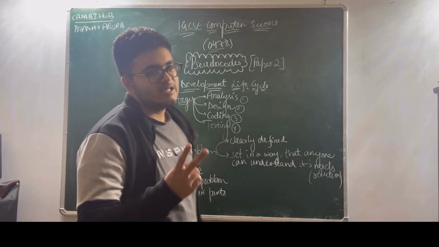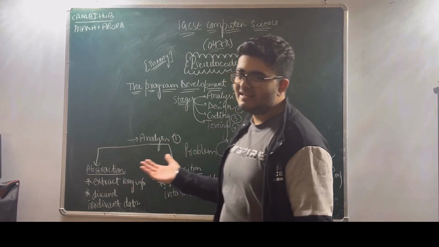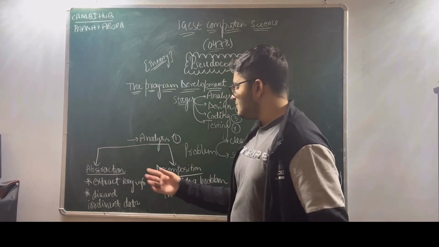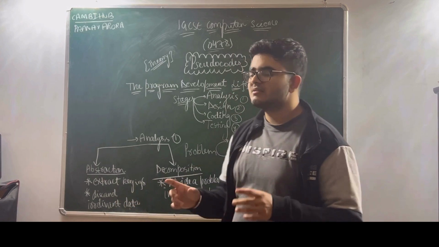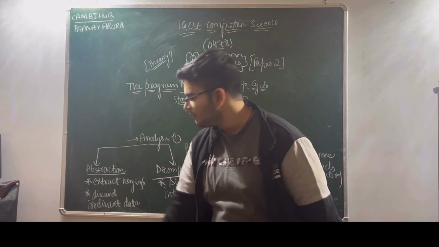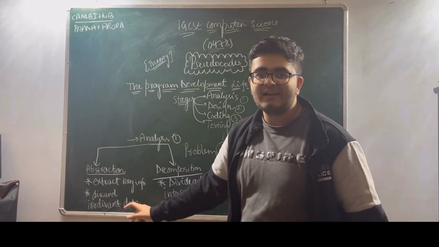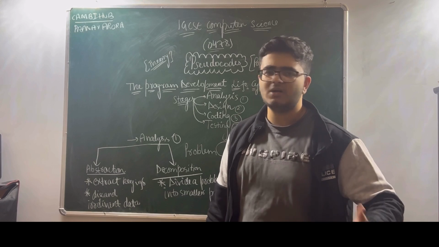Now there are 2 stages which we include in the analysis stage, which is abstraction and decomposition. When we talk about abstraction, we extract key information. So we extract what all is needed, we extract the keywords, we extract the key information, and we discard irrelevant data, right? So we'll discard all the data that is not relevant to us, that is not needed to us.